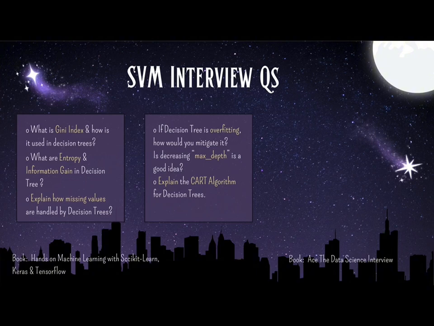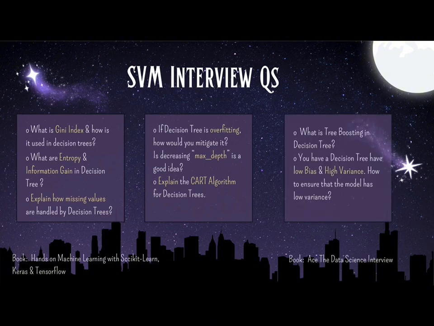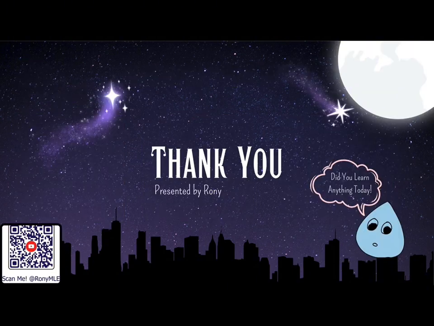Then we have, if a decision tree is overfitting, how would you mitigate it? Is decreasing max depth a good idea? And another good question, explain the CART algorithm for decision trees. Finally, we have, what is tree pruning in decision trees? And in case you have a decision tree with a low bias and high variance, how to ensure that the model has low variance? That's it for today.